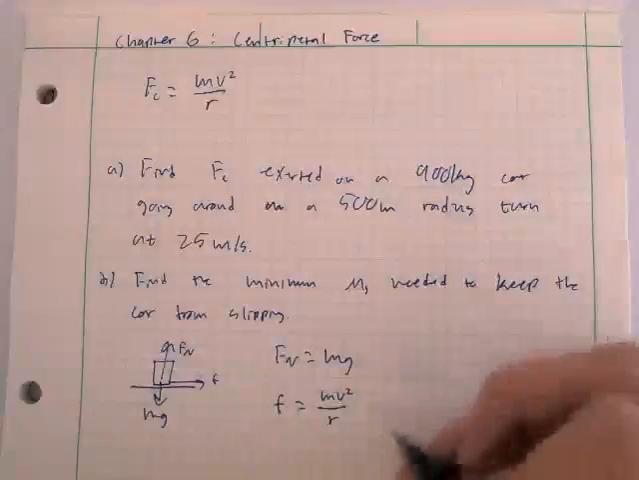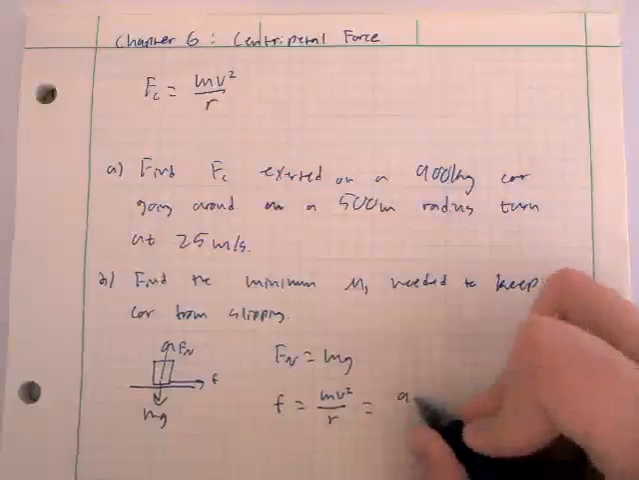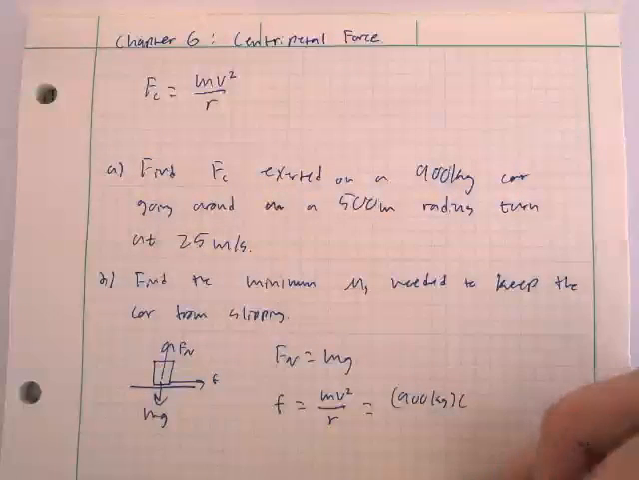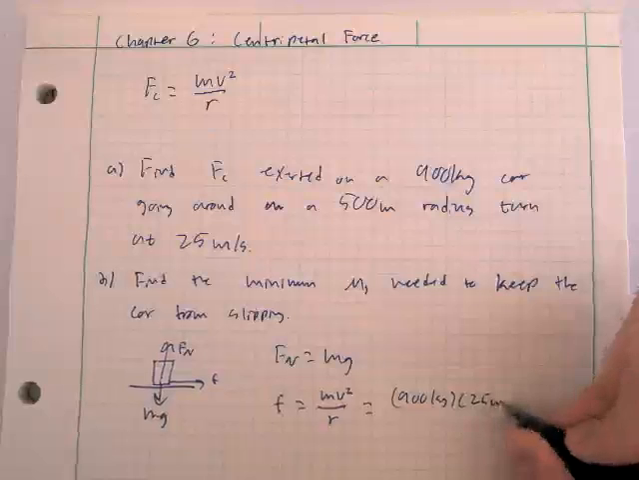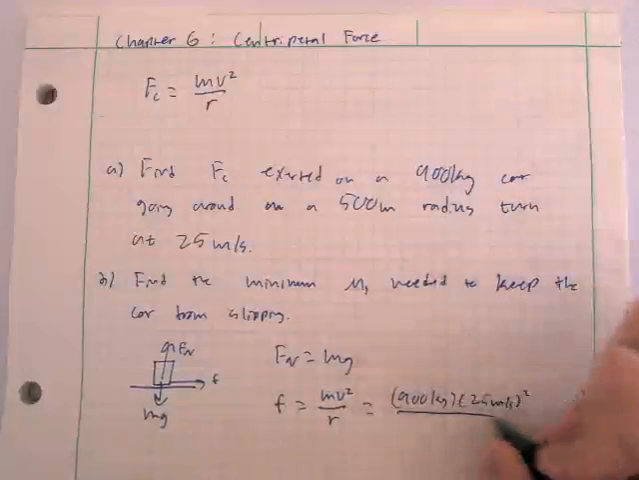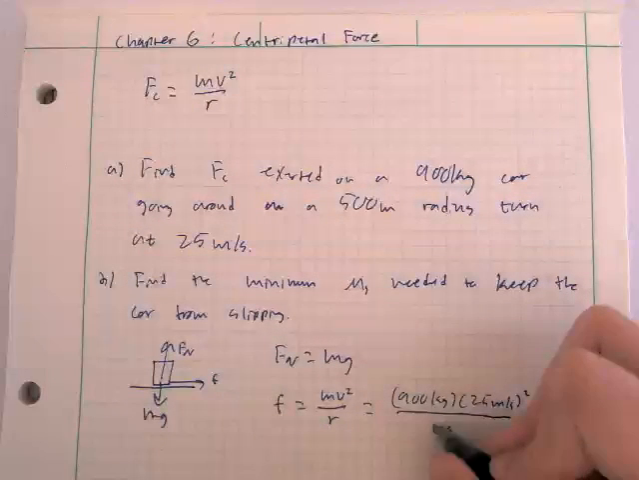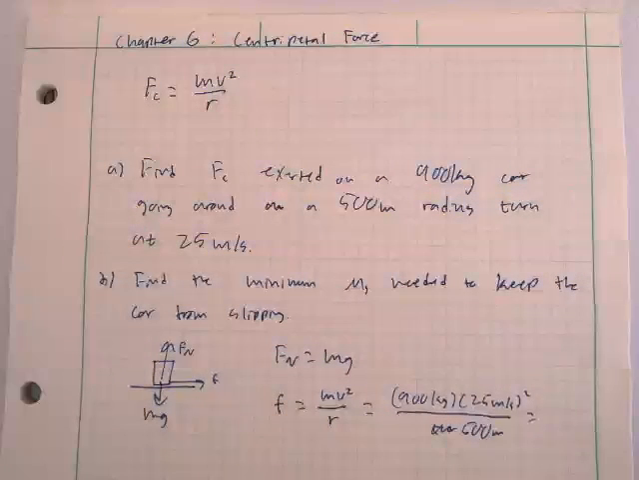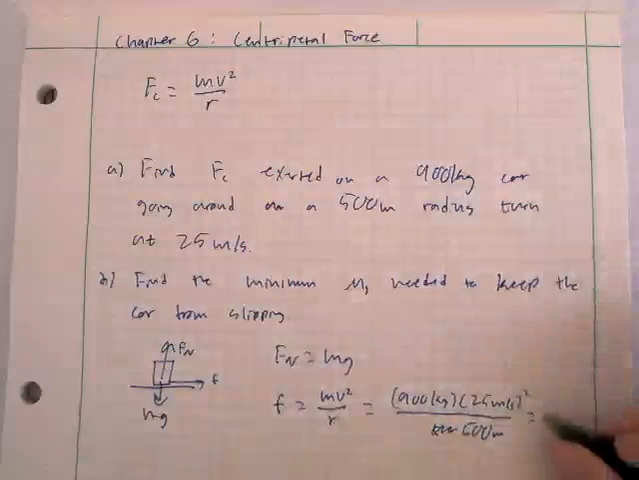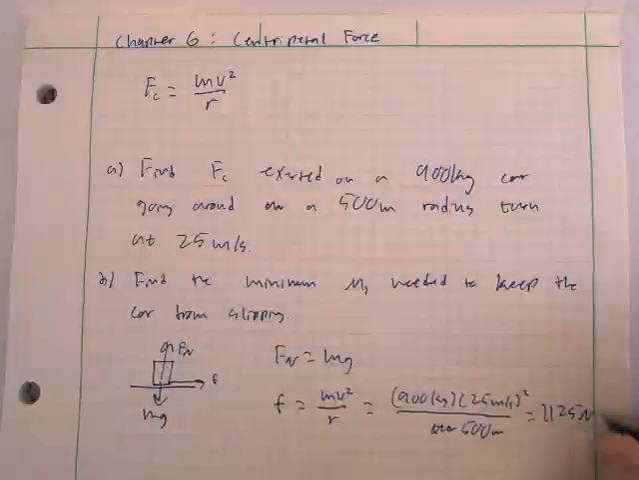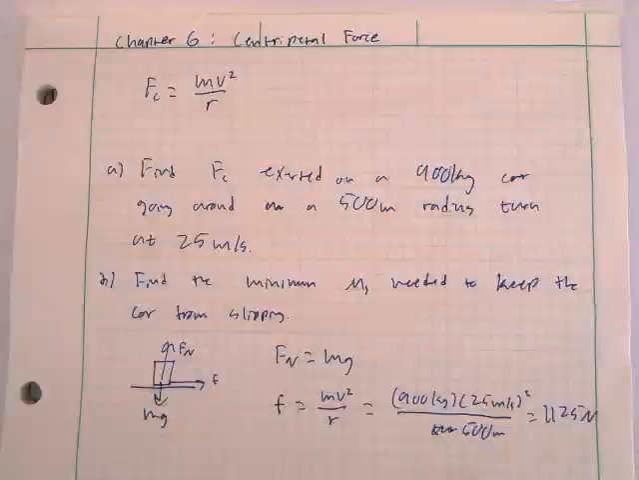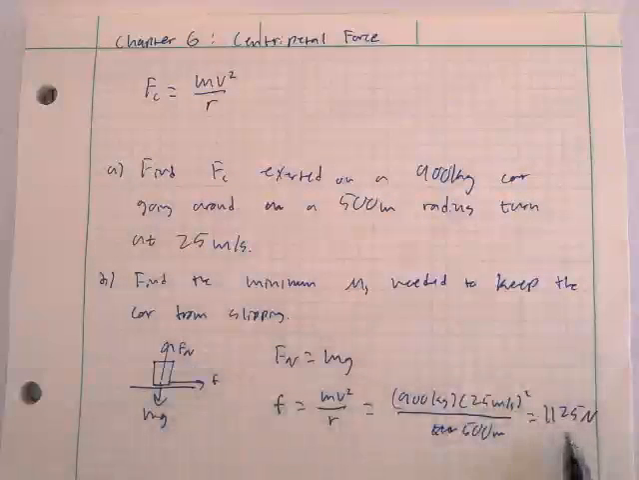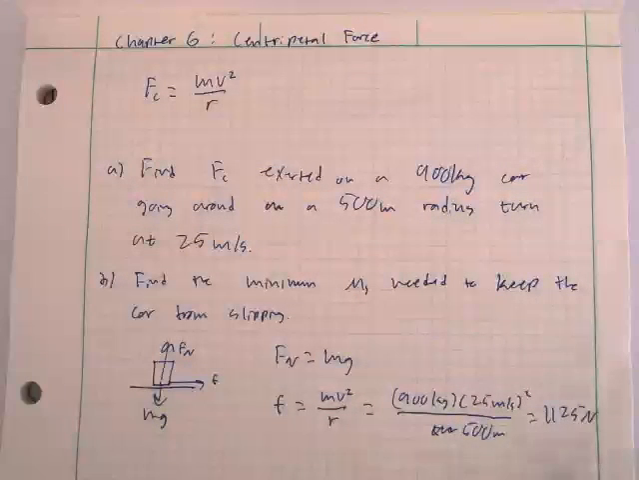That's for part B. So for this first part, though, we can just say the mass of the car is 900 kilograms times the speed, 25 meters per second, square that, divided by a 500 meter radius, and what we get for our force is about 1125 newtons, right? So this is the overall magnitude of the force that's actually pulling this car to the right, 1125 newtons. So with this, that's part A.